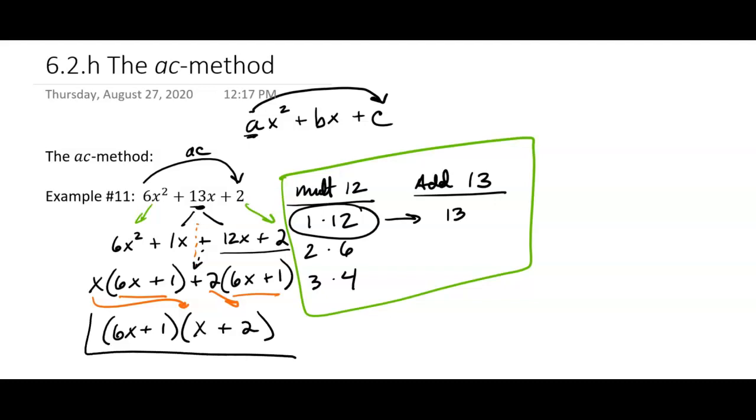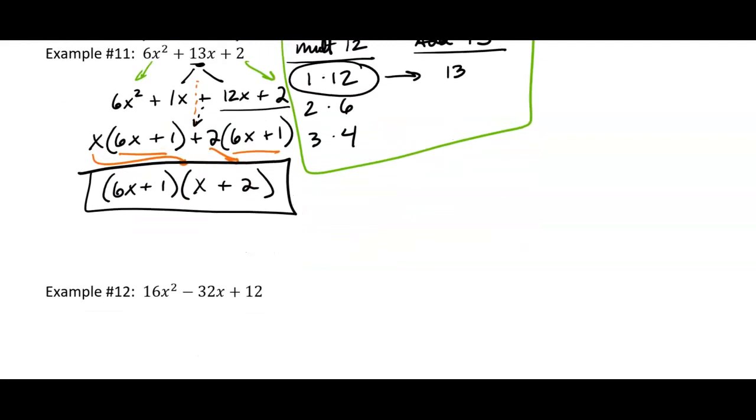You can always check it with FOIL. It's going to work. We'll go ahead and check it. Okay, so 6x squared, if I do the foiling, I get the plus 12x plus 1x plus 2. That's FOIL. And then those two terms add up to the 13x, which is what we were going for, so it all checks.